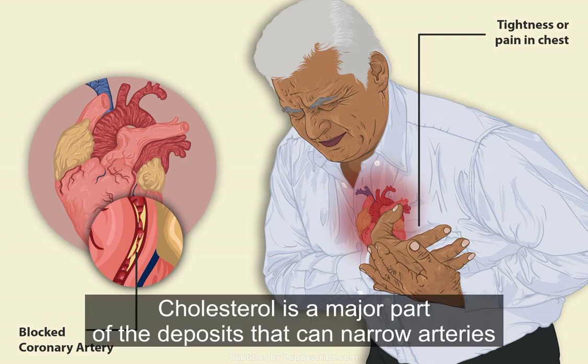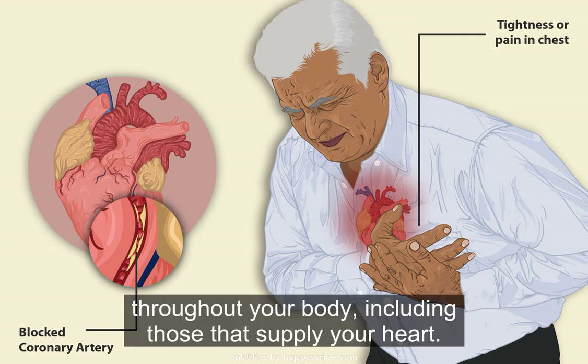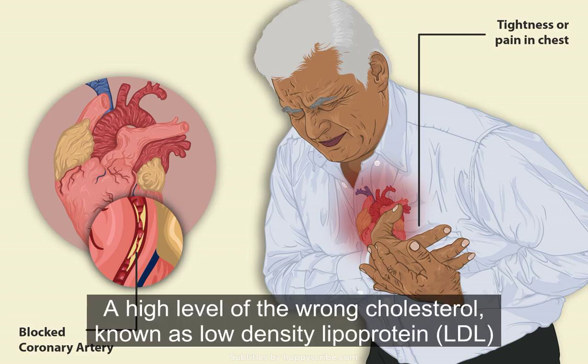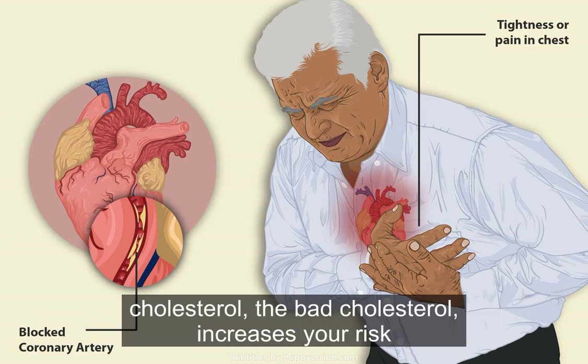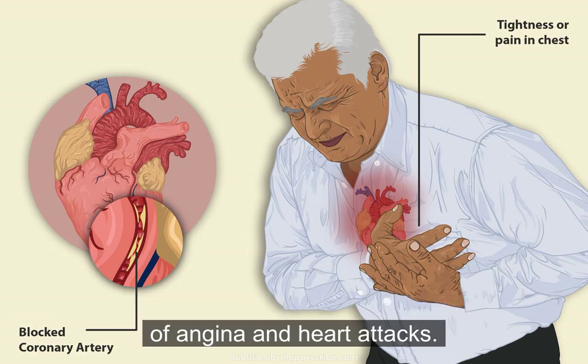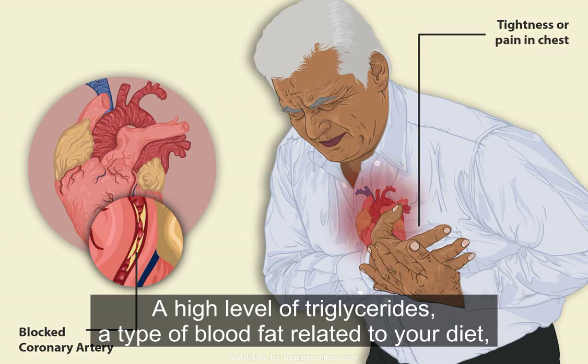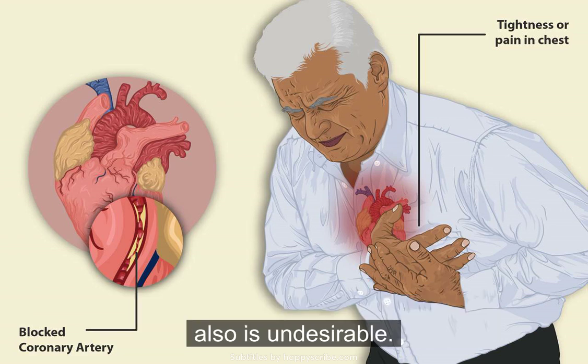Cholesterol is a major part of the deposits that can narrow arteries throughout your body, including those that supply your heart. A high level of the wrong kind of cholesterol, known as low-density lipoprotein, LDL, the bad cholesterol, increases your risk of angina and heart attacks. A high level of triglycerides, a type of blood fat related to your diet, also is undesirable.